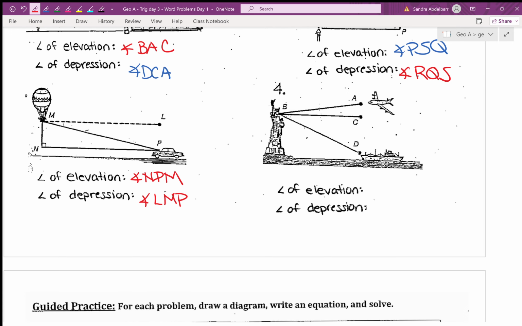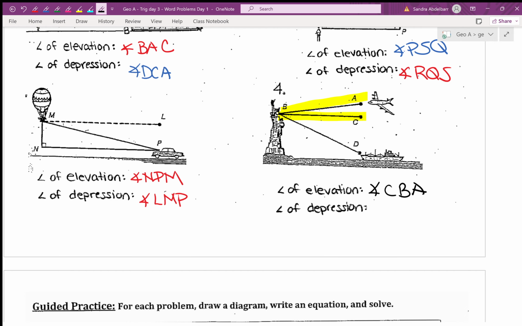All right, now number 4 is a little bit different. This is pretty cool because we have an angle of elevation and an angle of depression, but they're being used with the same horizontal line, which is absolutely okay. Our angle of elevation is the statue looking up at the plane. That's our angle of elevation. So our angle of elevation here is angle CBA.